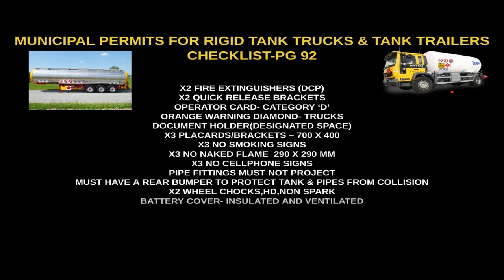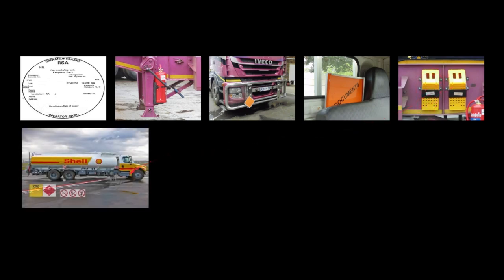The battery cover must be insulated and ventilated, and battery isolator switch with an on and off positions will be marked. Here's your operator card, again, dangerous goods, category D. Here's your fire extinguisher, hazard warning diamond, designated space for document holder. These are the chokes, so they're just showing where it's stored on the vehicle in case you need to use them. Yeah, we can see the placard must be on all three sides.